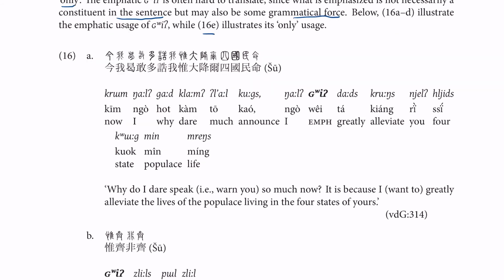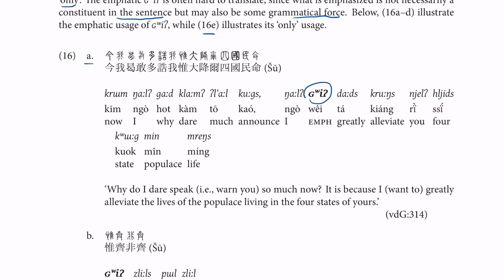So let's first take a look at the sentence in 16a. Krum gao gad klam dao gooks. Ngao gui das krus nier hlis kuk ming mrens. Or in Mandarin, kim wo hot gam do gao, wo wei da jiang si guok ming ming. In English, it would be, why do I dare speak so much now? It is because I want to greatly alleviate the lives of the populace living in the 4 states of yours.